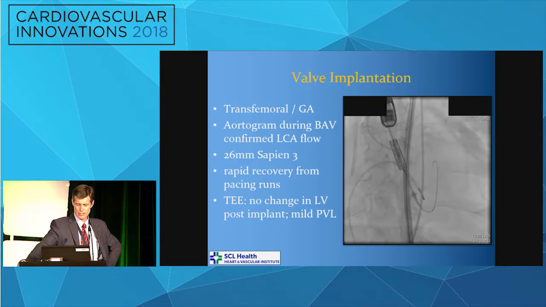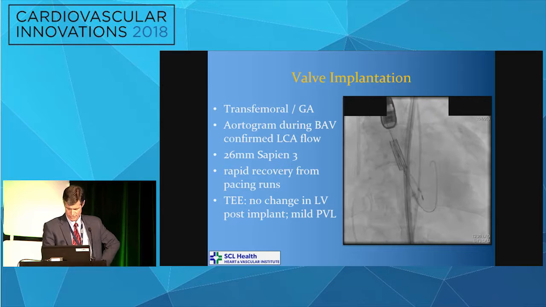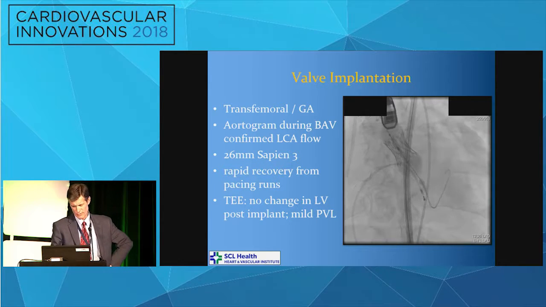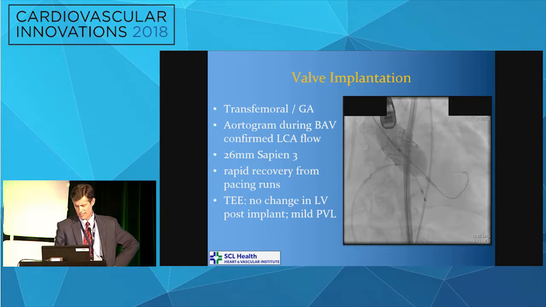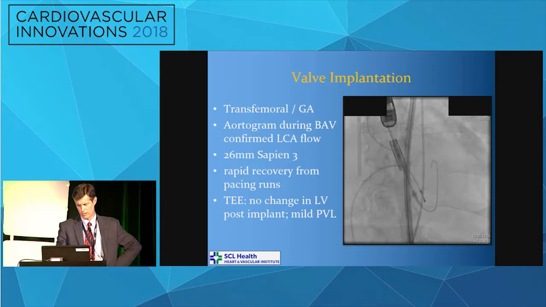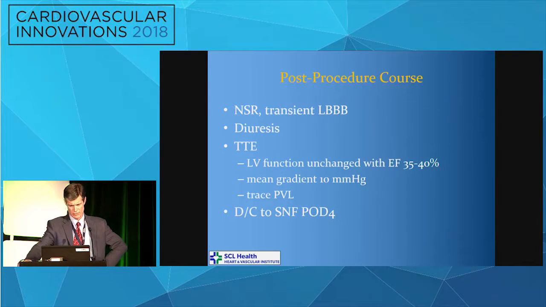But he had coronary flow, so we thought, okay, we'll put in the valve, not going to protect, which turned out to probably not be such a great decision. We put a 26 in, and it was a very uneventful case. Rapid recovery from pacing run. With the valve in place, he looked fine, no change in his LV function, a little PVL along the aortic mitral curtain, but nothing to write home about.